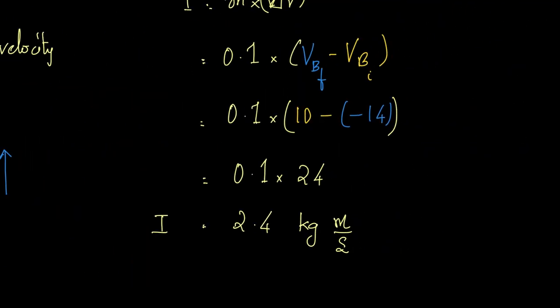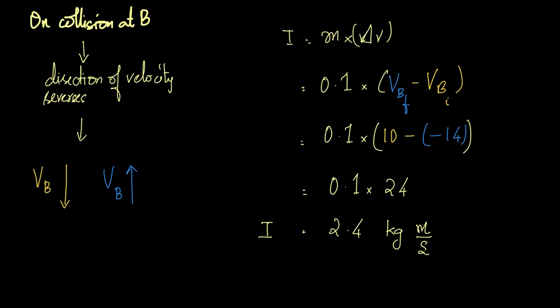Now, velocity final is plus 10. Velocity initial is minus 14 here. Minus minus 14 is plus 14. 10 plus 14 is 24. 24 times mass, which is 0.1 kilogram, is 2.4 kilogram meter per second, which gives us the impulse. So that's one way of looking at this.